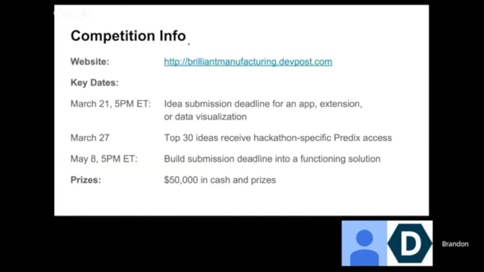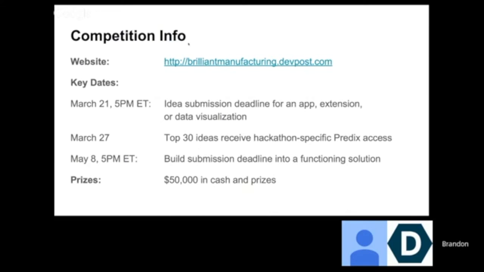Great. So the key competition information, first there's the website. It is the most important URL for you to have, which is brilliantmanufacturing.devpost.com. If you ever can't find it, go to DevPost and either look on the homepage where it's often linked or do a search for it, but it's brilliantmanufacturing.devpost.com. And then the very key dates you need to know is, first of all, March 21st at 5 p.m. Eastern. This is when ideas are due.